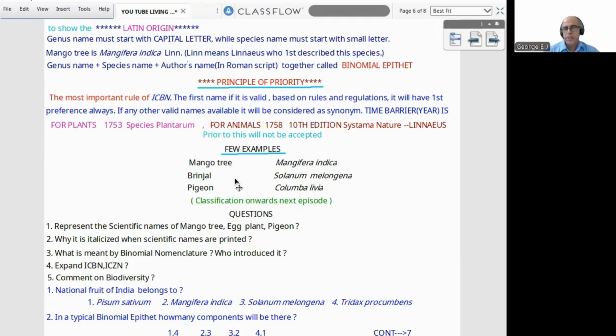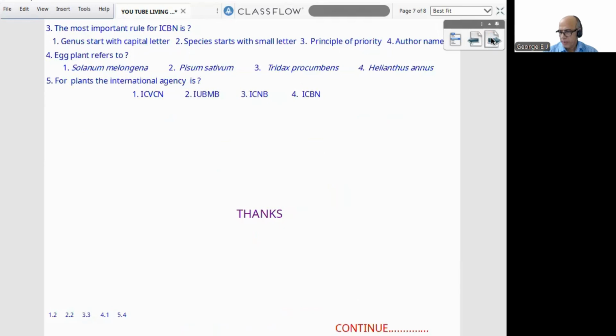A few examples: mango tree, Mangifera indica; brinjal, Solanum melongena; pigeon, Columba livia. So the next idea in NCERT is classification, which we'll be discussing in the next episode. And after that, 5 theory questions and 5 NEET model questions with the key.